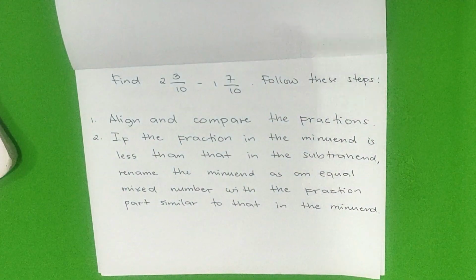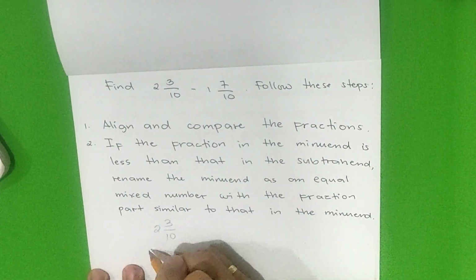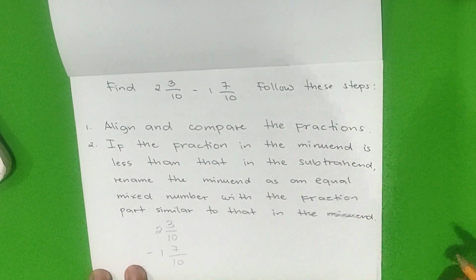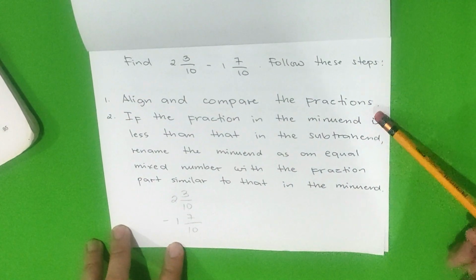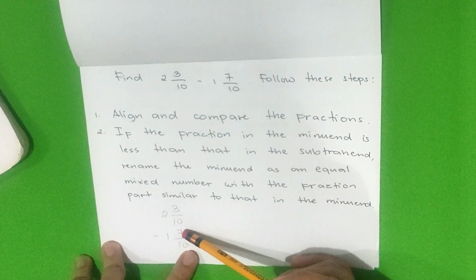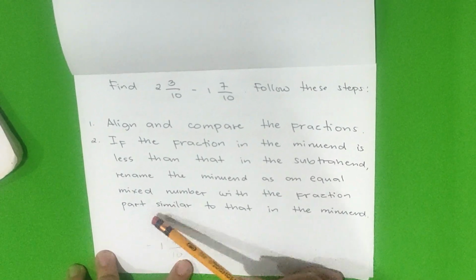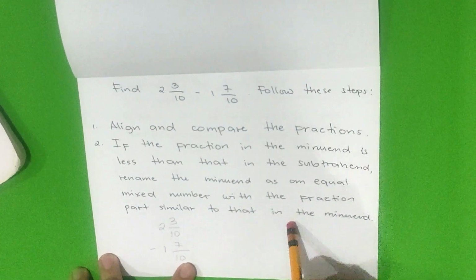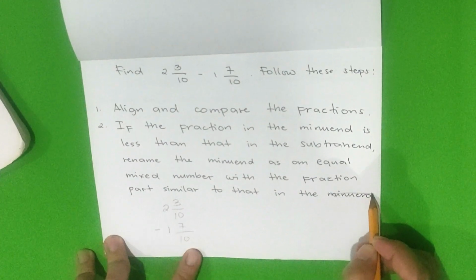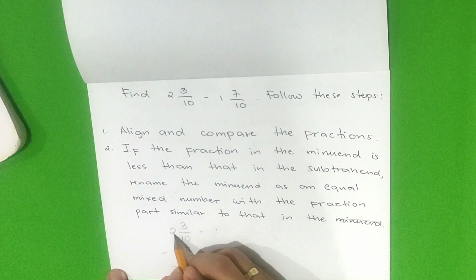2 and 3/10 minus 1 and 7/10. Step 2. If the fraction in the minuend is less than that in the subtrahend, rename the minuend as an equal mixed number with the fraction part similar to that in the subtrahend. Sorry for that, it's subtrahend. So, let us just reduce 2 by 1.